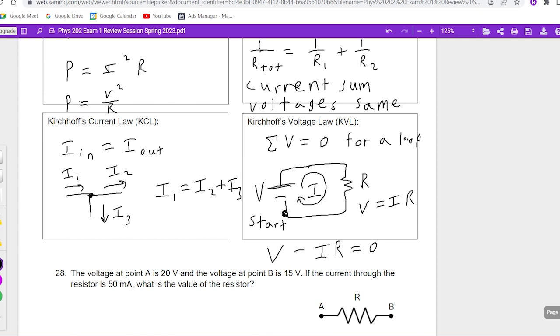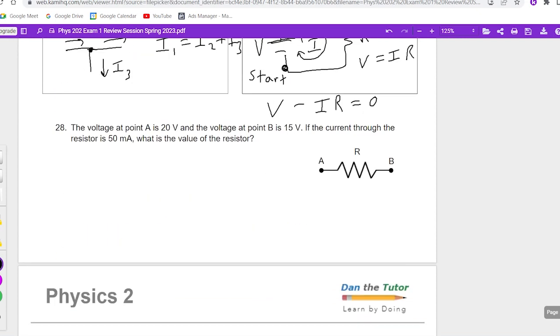Okay. So now let's look at some examples. Number 28. The voltage at point A is 20 volts and the voltage at point B is 15 volts. If the current through the resistor is 50 milliamps, what is the value of the resistor? So notice 20 volts at point A, 15 volts at point B.